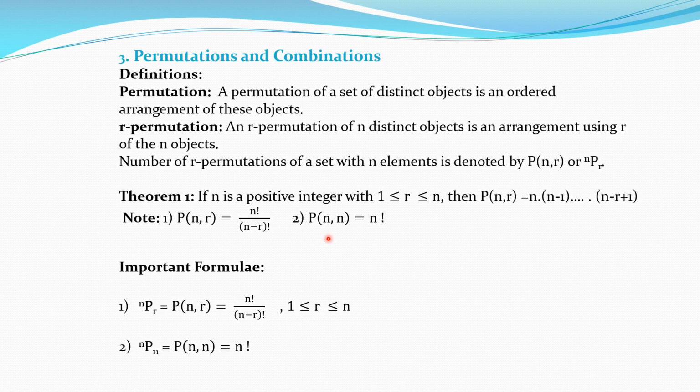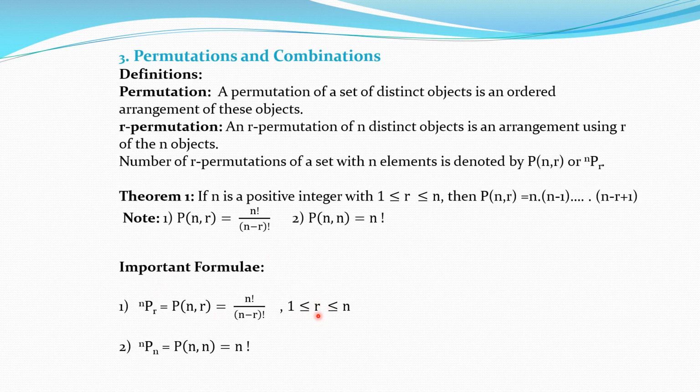Now for any natural number n, factorial is defined as the product of natural numbers from 1 to n, or n to 1. That means 1 into 2 into 3 up to n. And remember, 0 factorial is always 1. Now these are the important formulae for nPr or P(n,r).